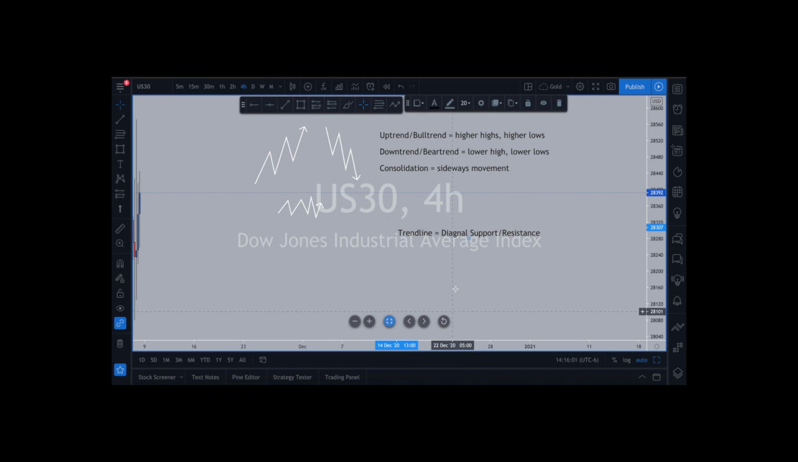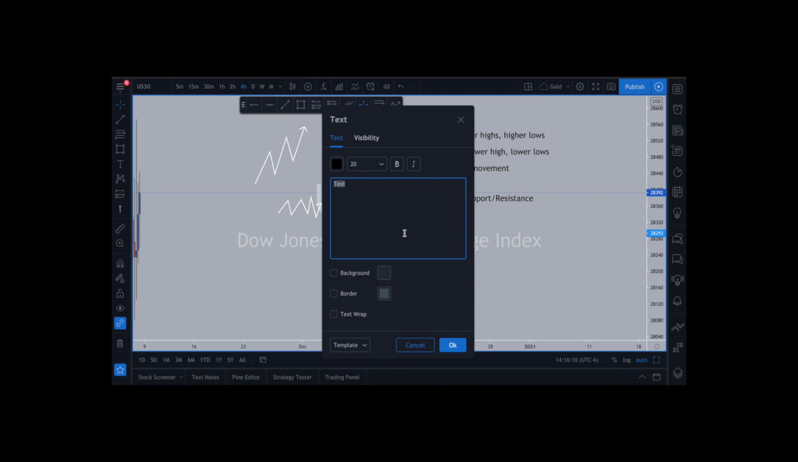A trend line is a diagonal support or resistance. Let me take it back even further, because I know a lot of this is the basics. So a support, and I'll give y'all examples of all this. I just want y'all to write this down so y'all know.